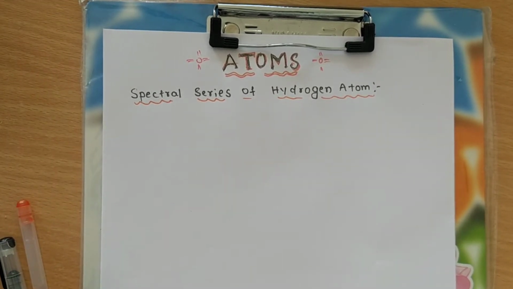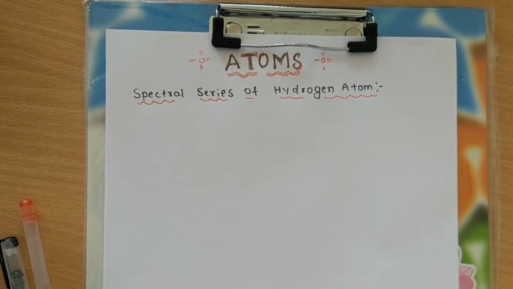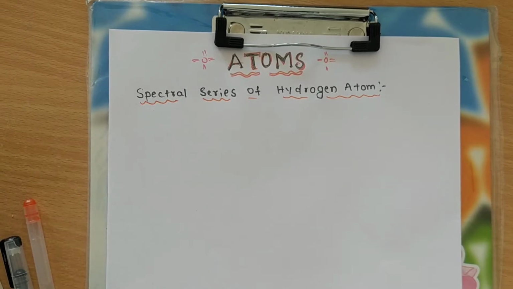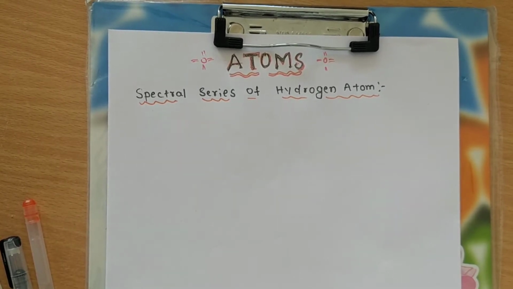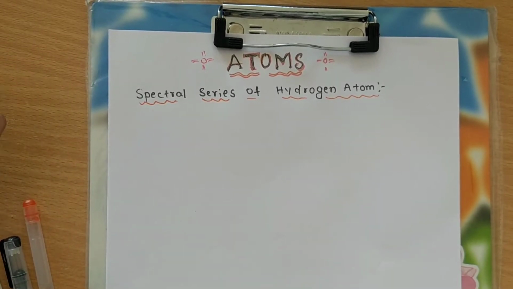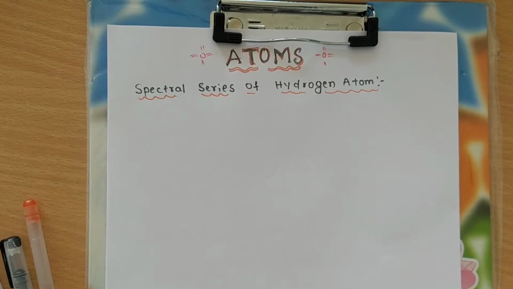In today's class we are discussing the spectral series of a hydrogen atom. It means when hydrogen gas is heated, the electrons go to different excited states depending upon the amount of thermal energy received by each electron.